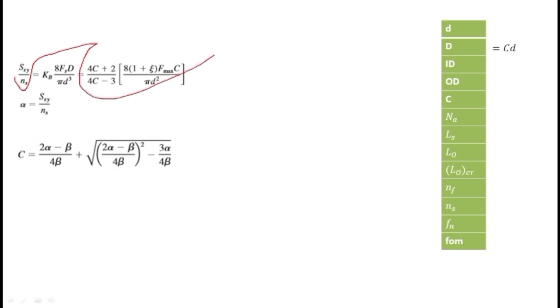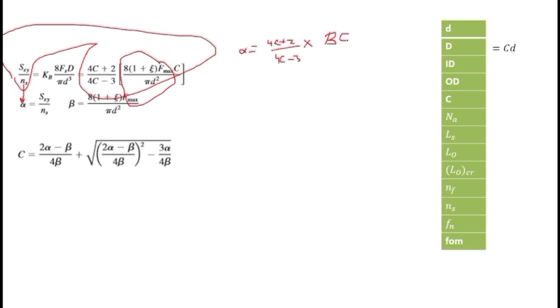You take these two equal to each other and take this one as alpha, and this quantity as beta. So you have the relation that alpha is equal to (4C plus 2) divided by (4C minus 3) multiplied by beta into C. Now what you will have to do is to rearrange this formula for C. When you rearrange this formula for C, you will get this equation.